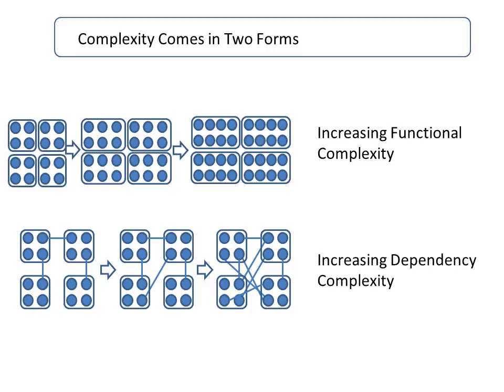In IT systems, complexity comes in two forms. The first form is functional complexity. This is the complexity that increases as we add more and more functions to our systems. The second form is dependency complexity. This is the complexity that increases as we add more and more dependencies between our systems.